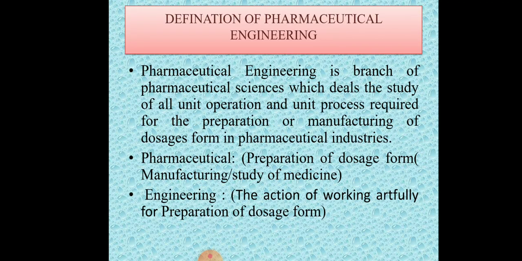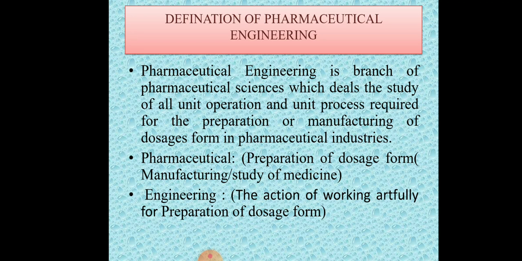Now go through the main point, that is, what is the meaning of pharmaceutical engineering. Pharmaceutical engineering is a branch of pharmaceutical sciences which deals with the study of all unit operations and all unit processes required for the preparation or manufacturing of dosage forms. It deals with the conversion of raw material into active pharmaceutical ingredient, and the details of the steps we perform in the pharmaceutical industry, that is, the study of unit operations in the pharmaceutical industry.